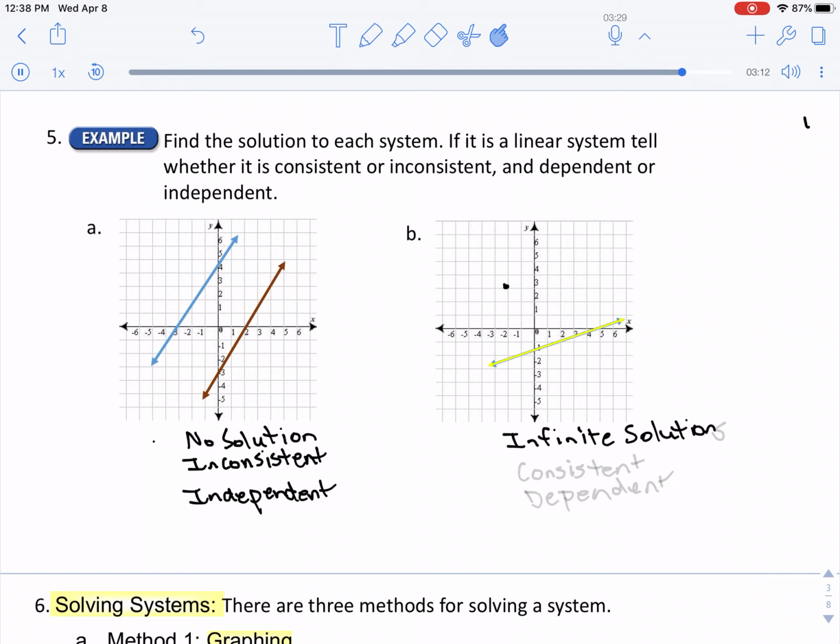And since there's infinite solutions, they are consistent and dependent on each other. They're consistent because there's at least one solution, and then they're dependent on each other.